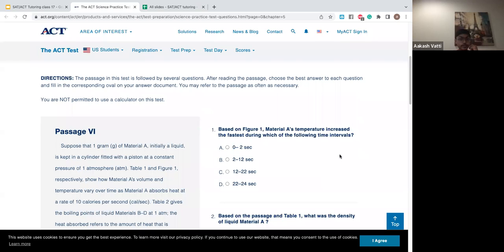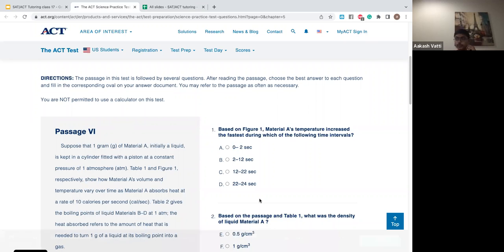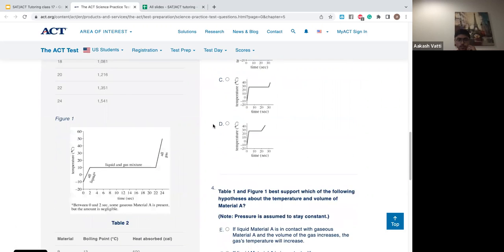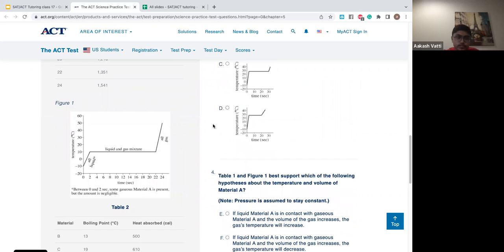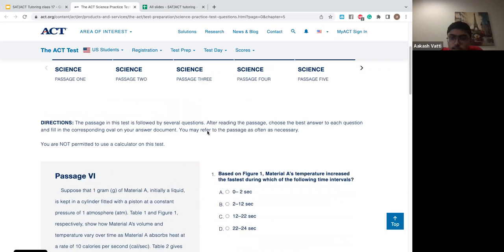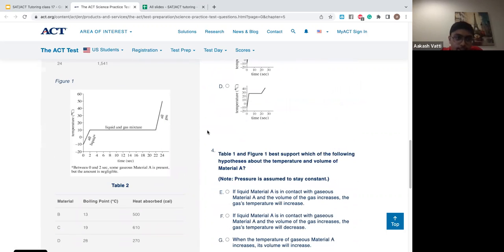Based on figure 1, material A's temperature increased the fastest during which of the following intervals? So let's look at figure 1. What is it asking? The temperature increased. All right. So from what we can tell, it increased between here to here. It stayed constant between this entire section and it increased again here to here.